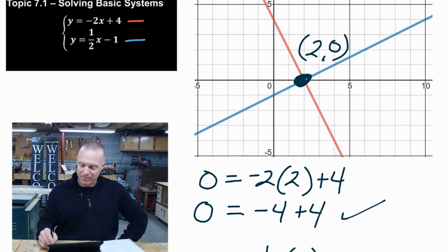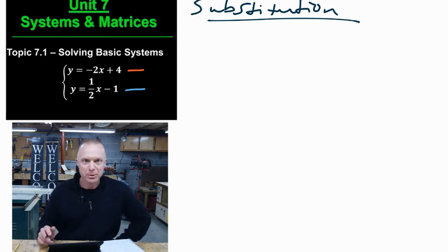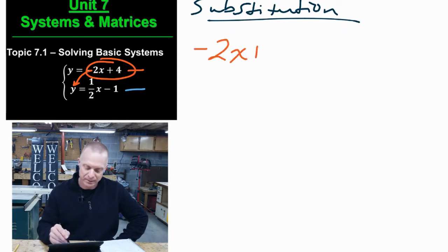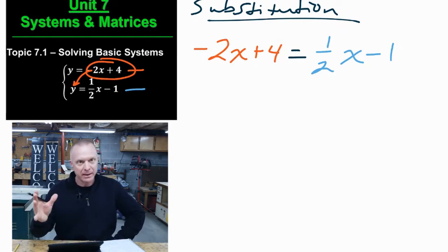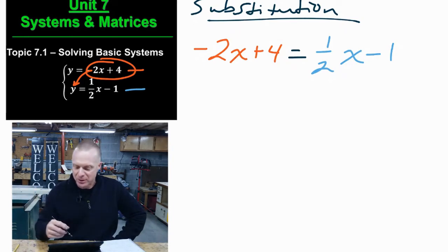What if I didn't want to graph my system? What if I wanted to solve my system using more of an algebra method, like a substitution method? Well, remember that if you have the ability to take one of the equations and substitute it into the other equation, then you're using a substitution method. So try it with me. If you substitute negative 2x plus 4 in for y, then you get negative 2x plus 4 equals 1/2 x minus 1. Now, I don't know if you're excited about solving this equation, but I do know that it's solvable.